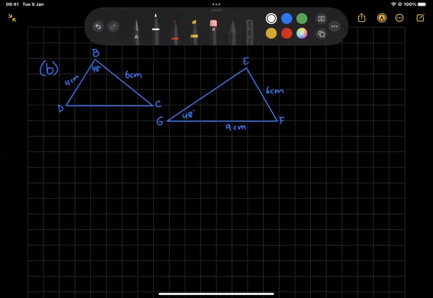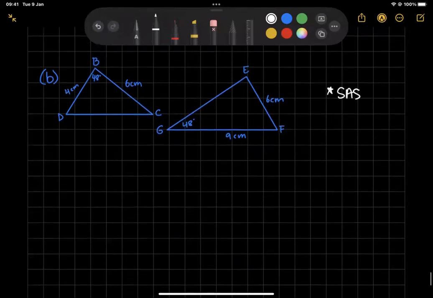Okay, let's go to question B. We've got two sides and one angle. Let's predict that it kind of seems like SAS. Let's just predict it and prove whether this hypothesis is right or not. All right, let's deal with whether those two sides are proportional to one another.